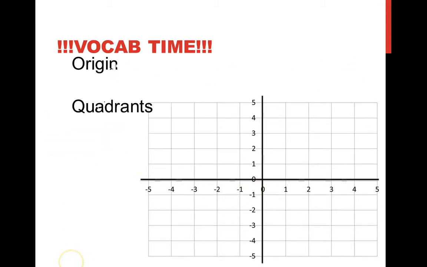Some more vocab. First, the origin. That is where the x and y-axis intersect. The origin is where the x-axis and the y-axis intersect.